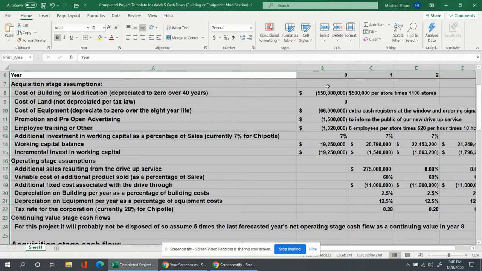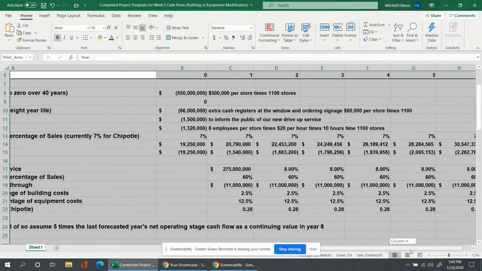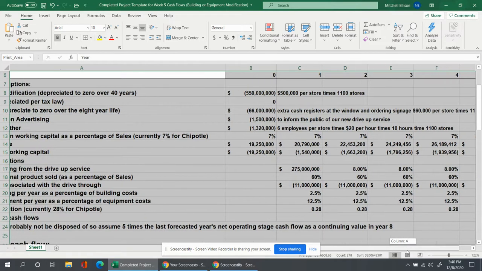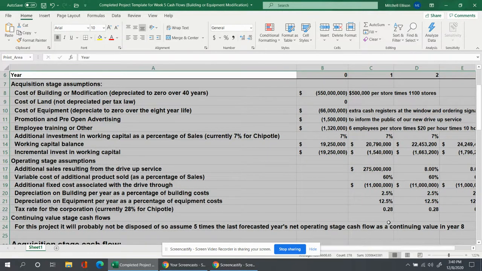Because there would not be any land, I just put zero in there. I left this in here in case your project involves land. For the equipment, I have extra cash registers, the speakers and the receivers out in the parking lot with the menus and stuff like that. I have those, I think, at $10,000 a store. Now, $60,000 a store times the 1,100 stores that we were going to remodel and put this in at.